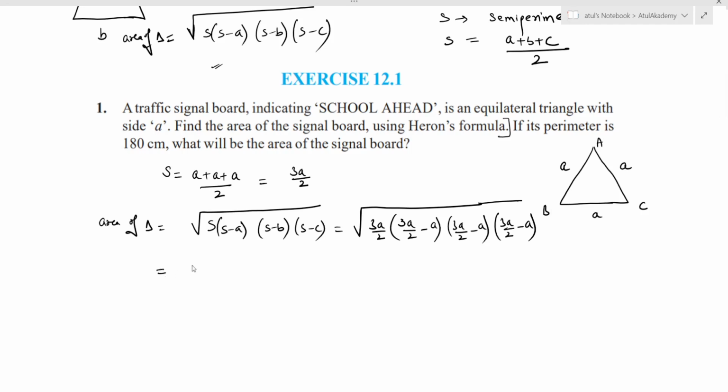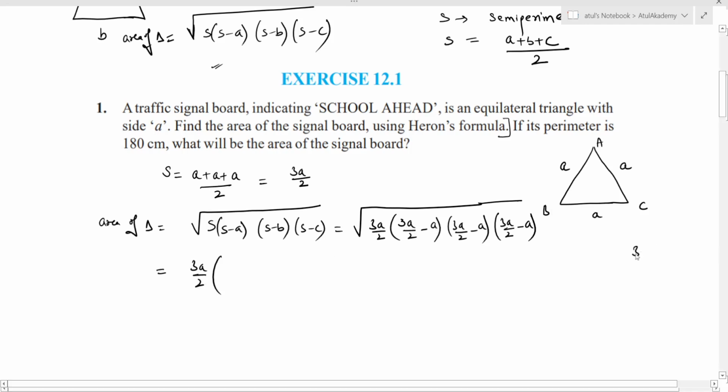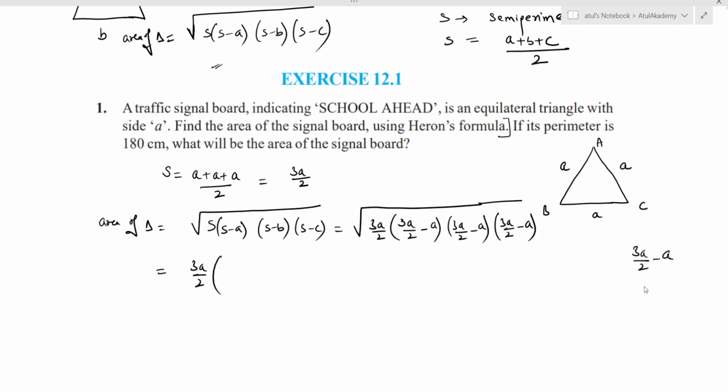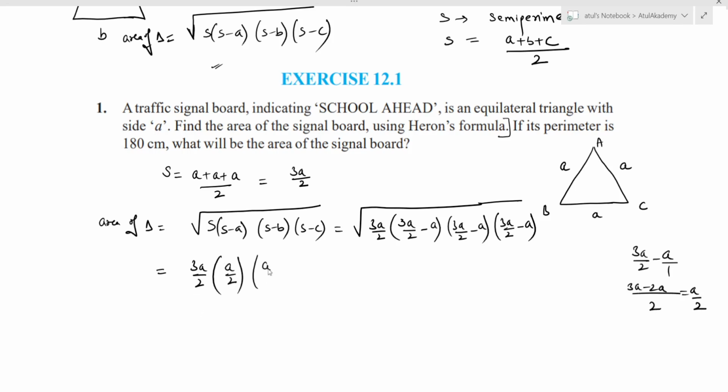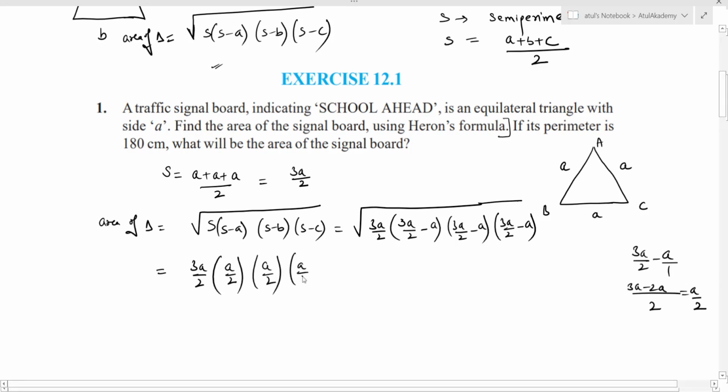So let us solve it. What will I get? 3A by 2. Now 3A by 2 minus A: you will take the LCM, because it's 1 by 1, the LCM is 2 only. So that's 3A minus 2A, which is going to be A by 2. Clear? So I'm writing this as A by 2. This also A by 2. This also A by 2.